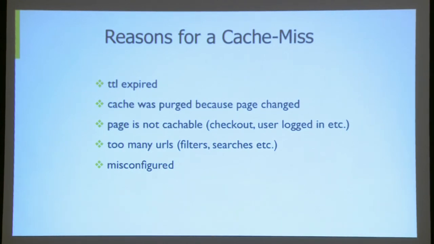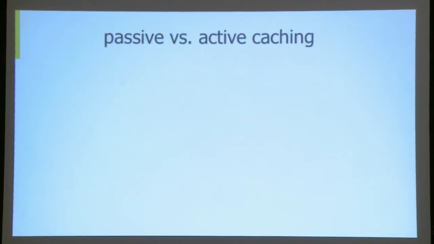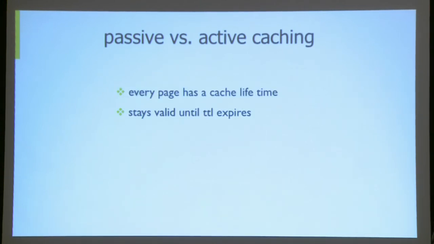The cache can be too small, you can have too many URLs. I don't have to, you can read faster than I. So, I call this passive caching or active caching. Let's say the old caching version was that every page had a time to live and it's valid as long as this time is not expired. And when it's expired, then it has to be rebuilt in the cache. I call this passive caching.